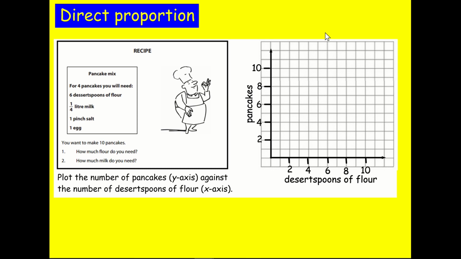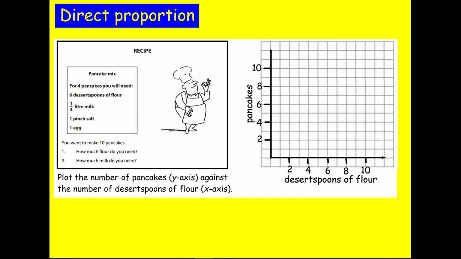Pancakes, you need some flour, you need some milk, you need some salt, and an egg. We want to make 10 pancakes. We've got the recipe for 4, so how much flour do we need and how much milk do you need? Pause the video and try and answer this.